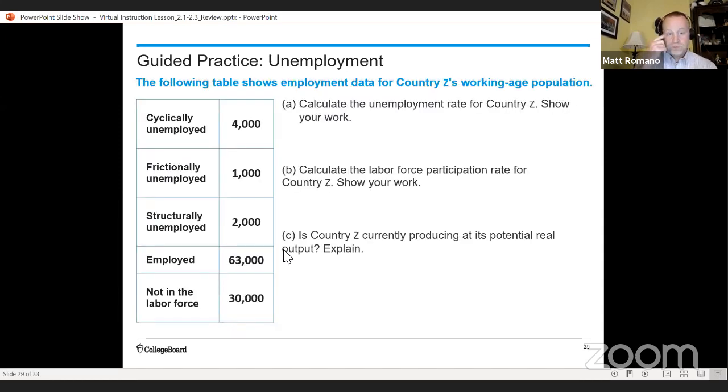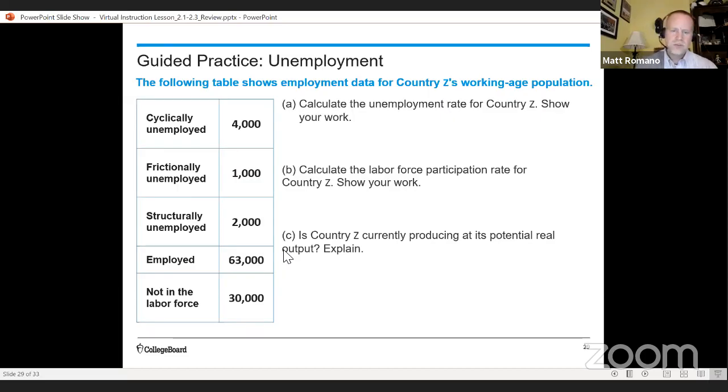Another FRQ. The following table shows employment data for country Z's working age population. So they're telling us these are the eligible workers here. You've got 4,000 cyclically unemployed, 1,000 frictionally, 2,000 structurally, 63,000 have a job, and then there's 30,000 that are not even part of the labor force. Part A, calculate the unemployment rate for country Z, show your work.